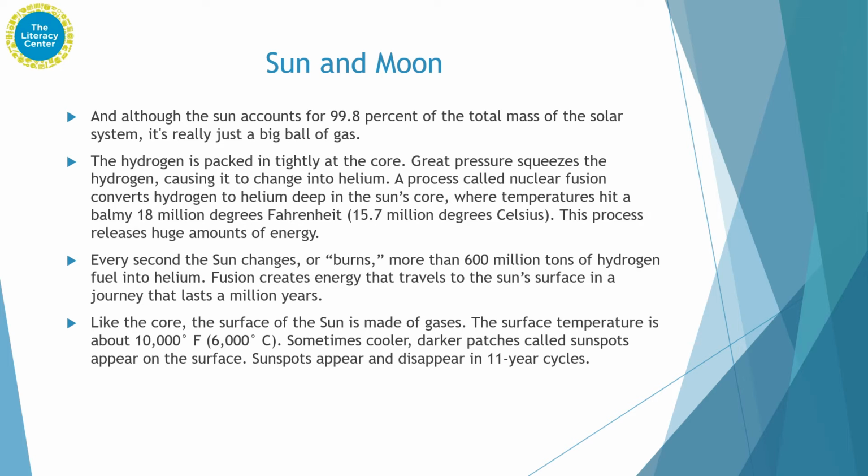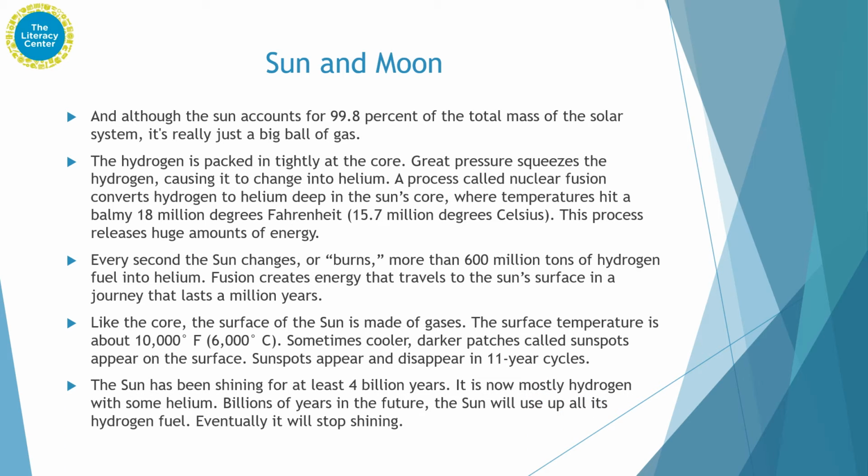Like the core, the surface of the Sun is also made of gases. The surface temperature is about 10,000 degrees Fahrenheit, that is 6,000 degrees Celsius. Sometimes cooler, darker patches called sunspots appear on the surface. Sunspots appear and disappear in an 11 year cycle. Interesting, isn't it? The Sun has been shining for at least 4 billion years. It is now mostly hydrogen with some helium. Billions of years in the future, the Sun will use up all its hydrogen fuel and eventually it will stop shining.